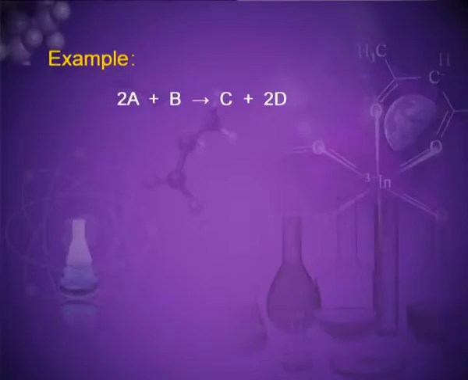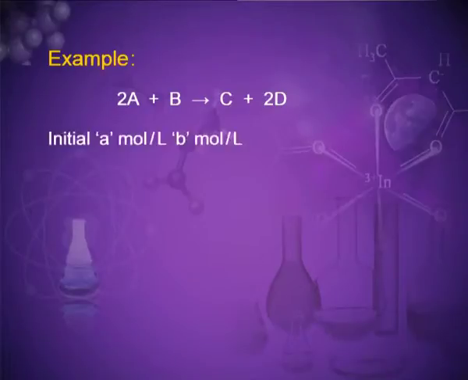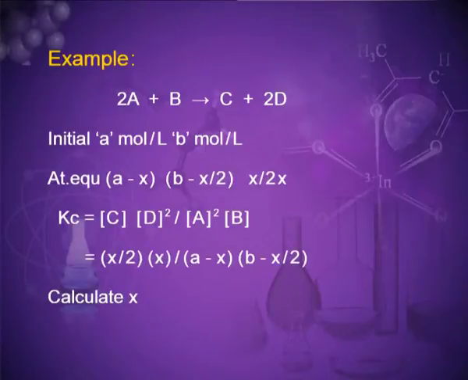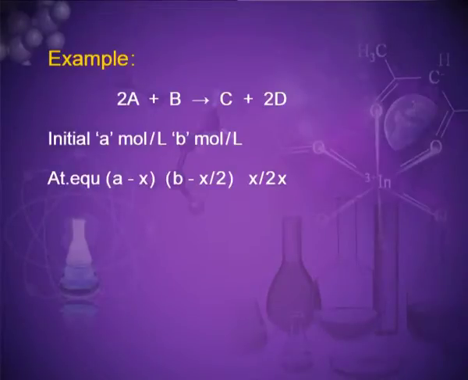For example, consider a general reaction, 2A plus B gives C plus 2D. In this reaction, at the initial stage, the moles of A are A and the moles of B are B, and since the reaction has not started, there are no moles of product. But at equilibrium, if the moles of product D is X and of C is X by 2, then the moles of A will be A minus X and for B, B minus X by 2.